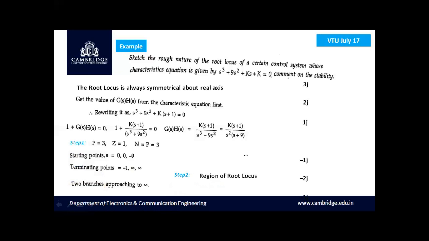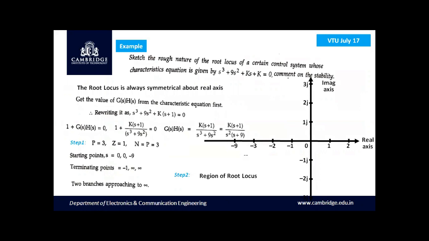Step number 2 is to identify the region of root locus. First, let us mark the location of poles and zeros in the s-plane. We have a pole at s equal to 0 and another pole again at the same point, s equal to 0. That is a multiple pole at the origin. Then we have another pole at s equal to minus 9. Then let us plot the location of the zero at s equal to minus 1. And now let us find out the region of root locus.